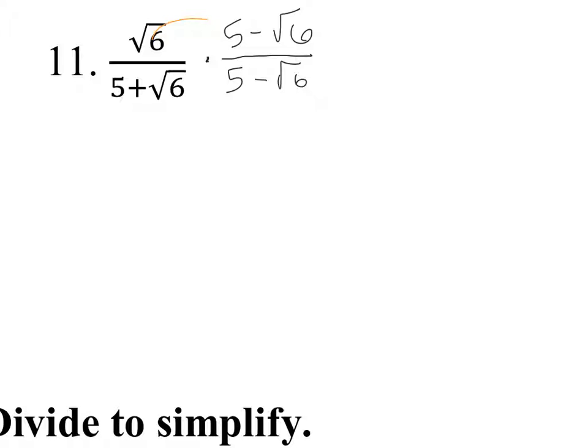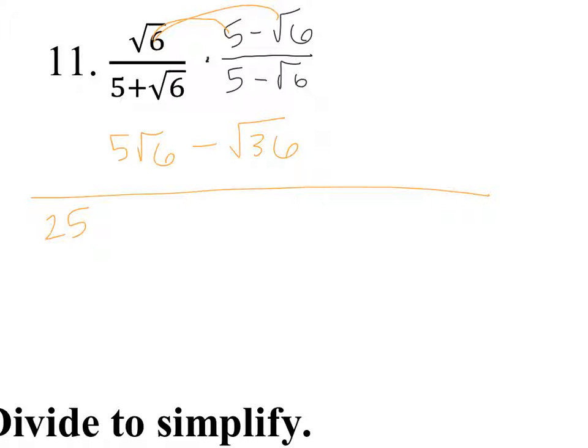So on top, I multiply here, this becomes 5 square root 6. Multiply here, minus the square root of 36. On bottom, just like I foiled before, if you need to, you have to write down each problem, but I'm not going to do that. My first is 5 times 5 is 25. My inside is 5 times negative 1, and then I still have my square root 6.